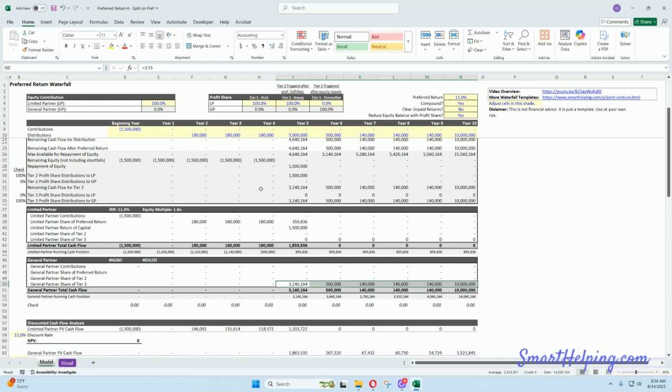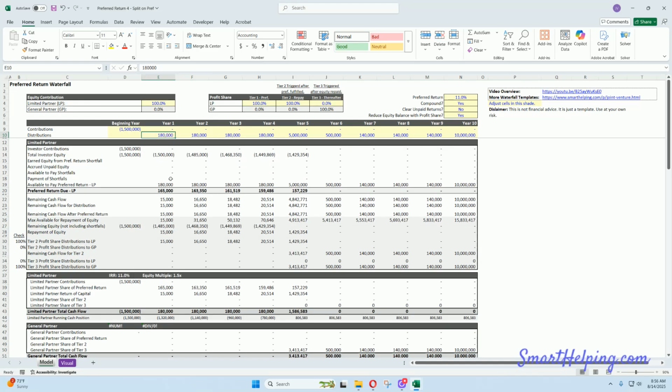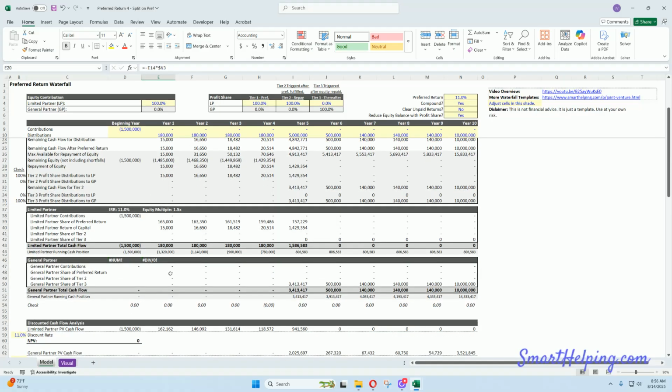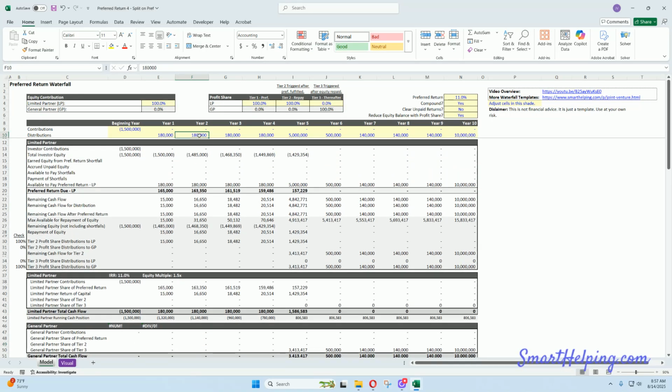Okay, so this is useful, but then the client came back and said, well, what happens in this scenario? Let's just say we have more cash than we need for the pref, and after the pref has been paid for the year to the LP, they wanted the remainder to go to the operator or the GP. Then every year we give the pref, and anything over that goes to the GP again.